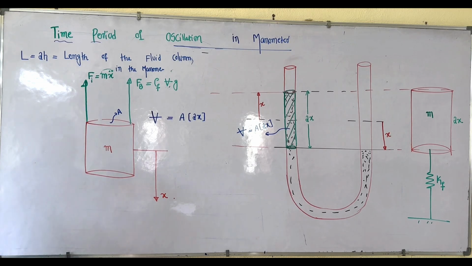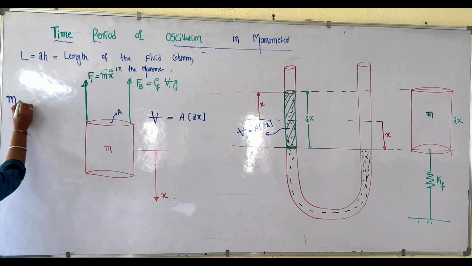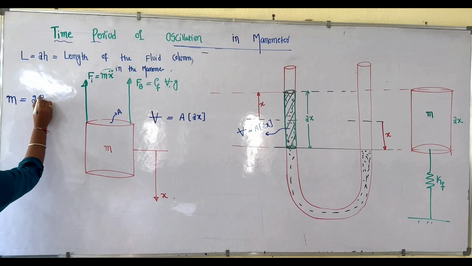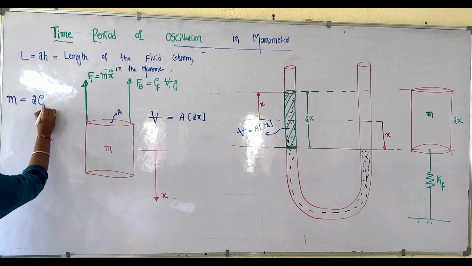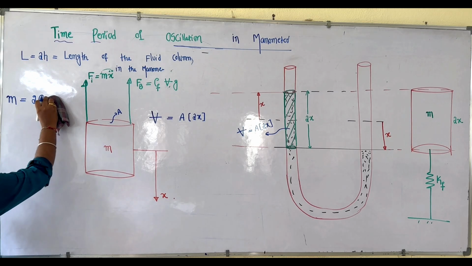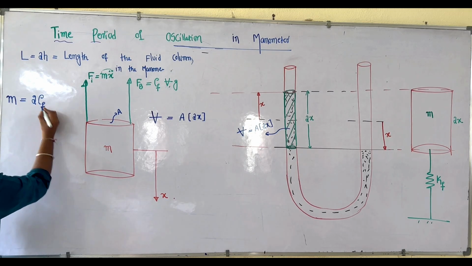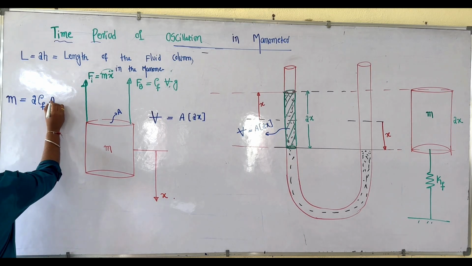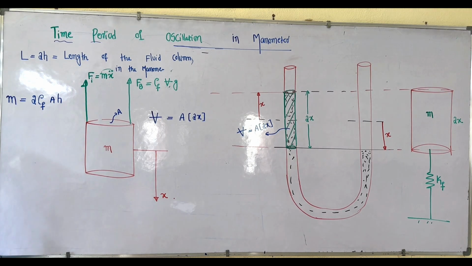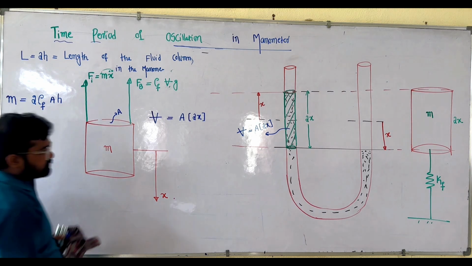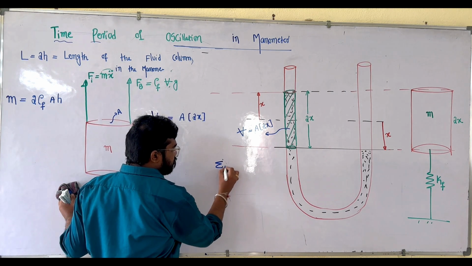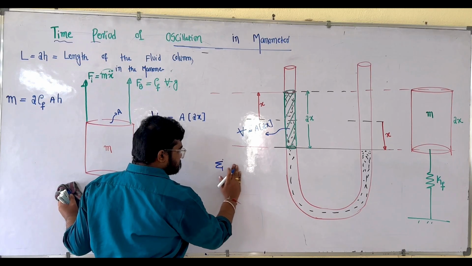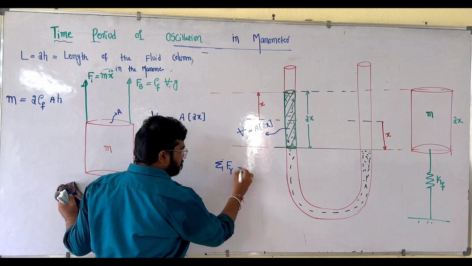Inertia force is represented by mass times acceleration. Just now we discussed M equal to how much? M is the density of the fluid into A into 2h, the total length of the fluid column. Clear? Here the density of the body is also fluid. So, sigma Fy equal to 0.